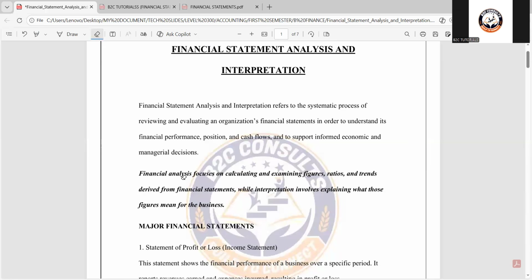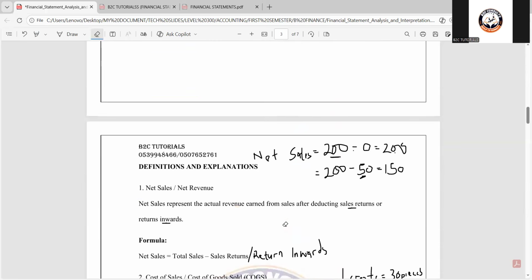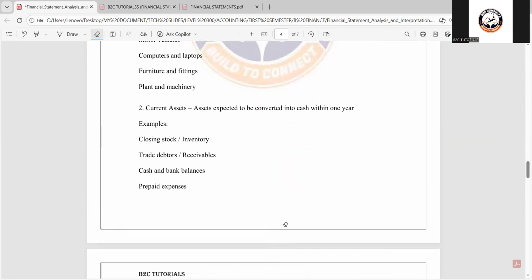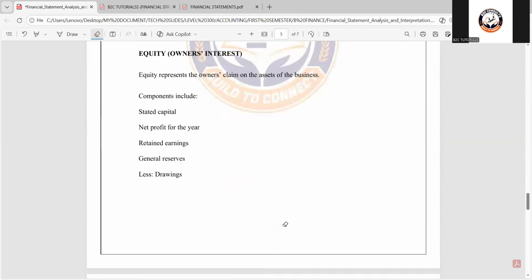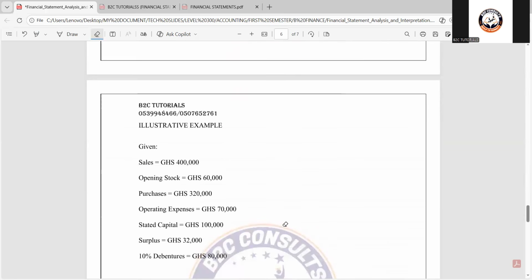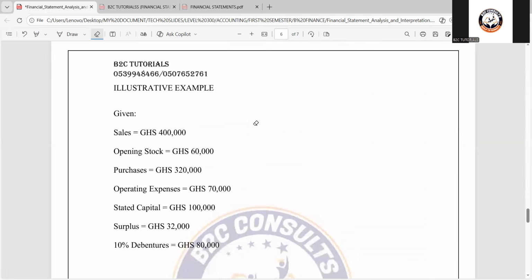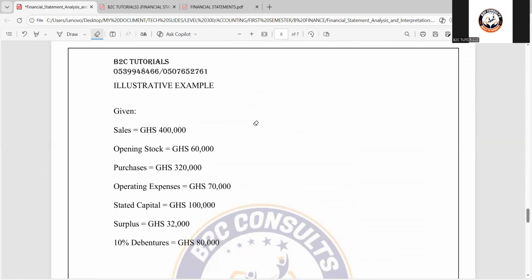Okay, so you can have a question where they would give you the financial statement that has already been prepared and you are supposed to analyze them. Other times, the financial statement will not be given, but then bulleted points will be given you like what you have here. So it says illustration: sales, opening stock, purchases, operating expenses, stated capital, surplus, and what have you. And once it is given to you like this, they have not prepared the financial statement for you.